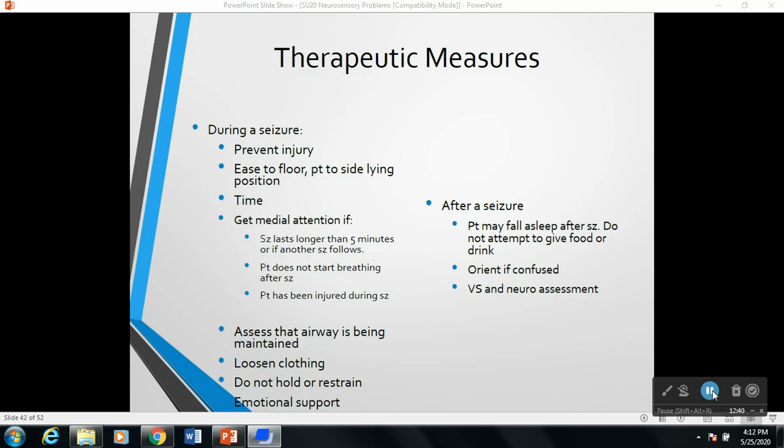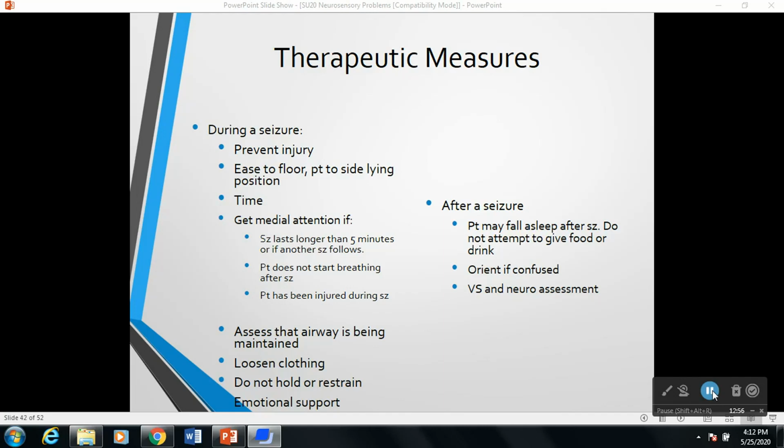During the seizure, you definitely want to prevent your patient from having any kind of injury, so you may have to ease them to the floor. You're going to put them in a side-lying position, so that way they don't have to worry if they were to start to vomit, and you don't want their tongue to roll back either.